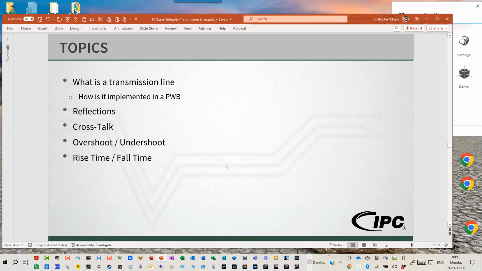Speaking of transmission lines, what is a transmission line? How is it implemented in a printed wiring board? More on reflections and crosstalks, overshoot, undershoot, rise time, and fall time.